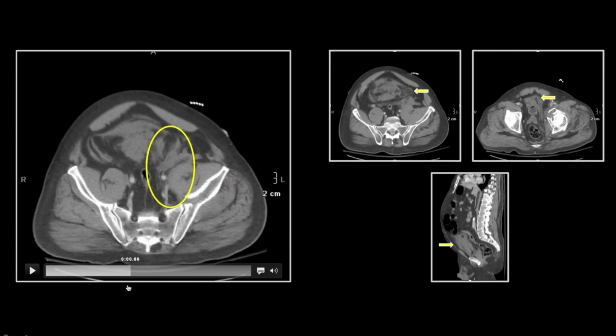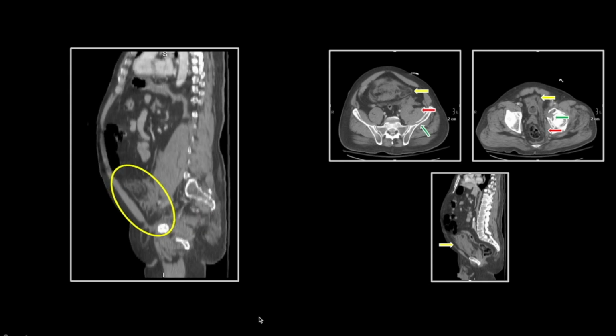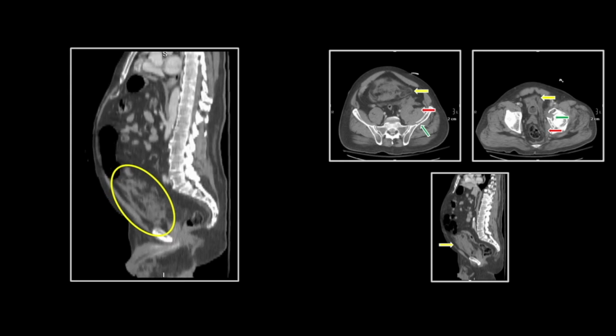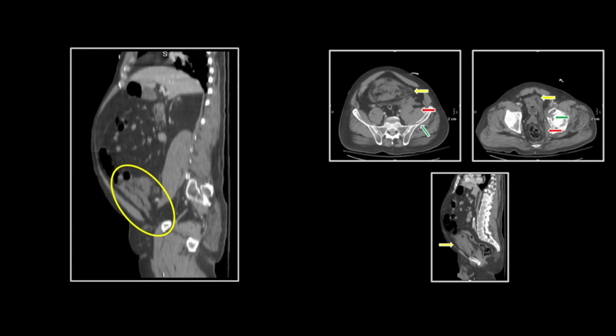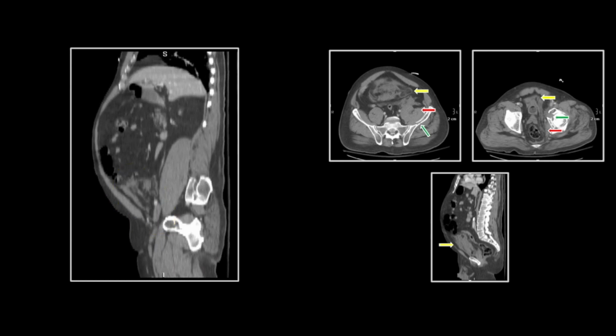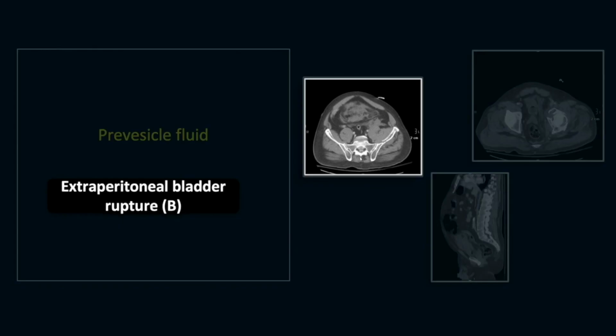You note as well there is some extraperitoneal stranding in the adjacent pelvis. And here is a nice view of it on the sagittal, essentially defining the prevesical space of Retzius. So that is another case of an extraperitoneal bladder rupture.